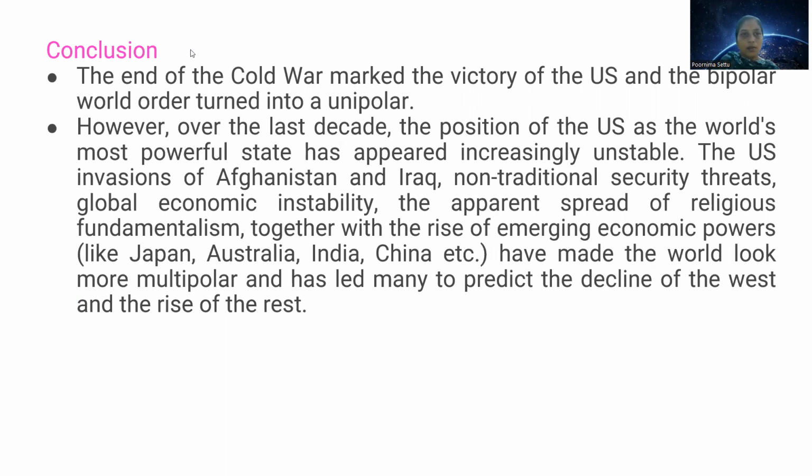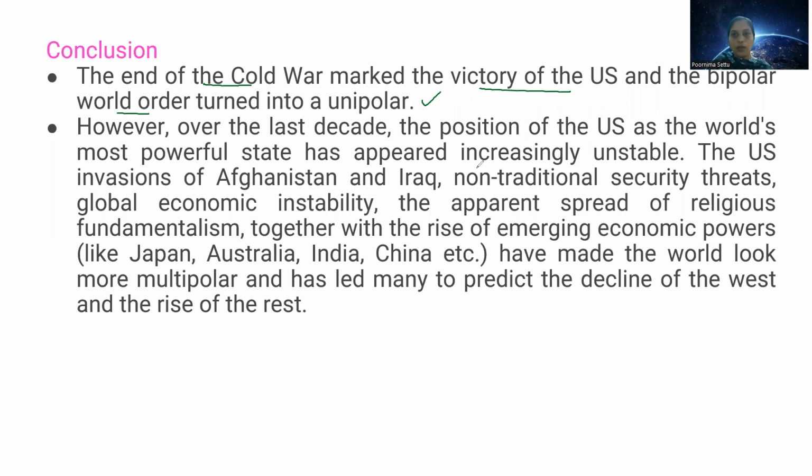Next is the conclusion. The end of the Cold War marked the victory of the US, and the bipolar world order turned into a unipolar one. However, over the last decade, the position of the US, which appeared as the most powerful state, has appeared increasingly unstable.